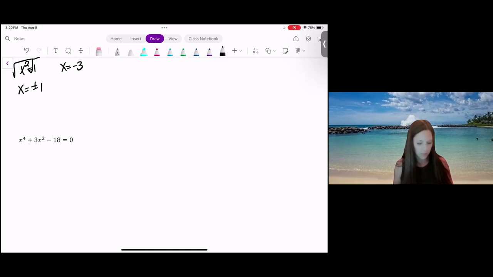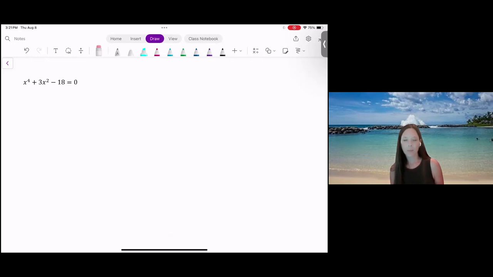In my last problem here, I have x to the 4th plus 3x squared minus 18. For this problem, I can approach it the same way that I approached the first problem. However, I want to give you a different strategy, which is actually a strategy you could have used on the first problem. These are to the 4th power and to the 2nd power. Those are even powers, and I can approach this like I would a quadratic. And instead of having x and x factors, I'm going to have x squared and x squared factors.